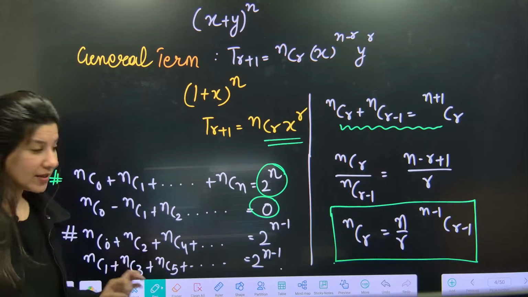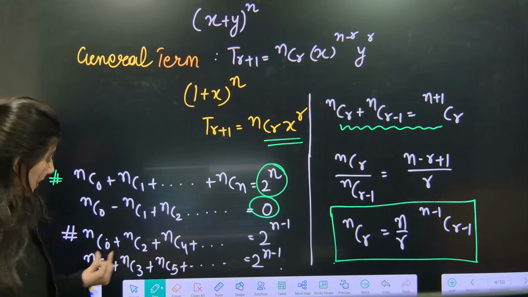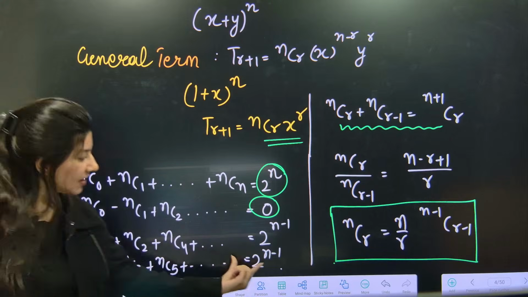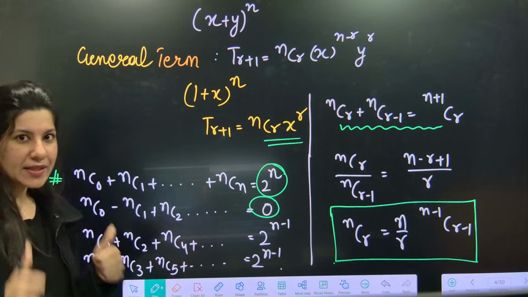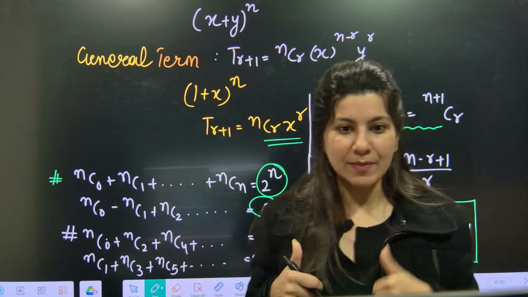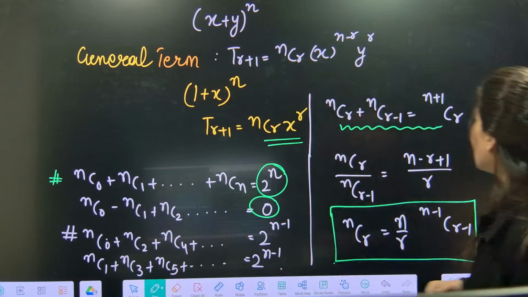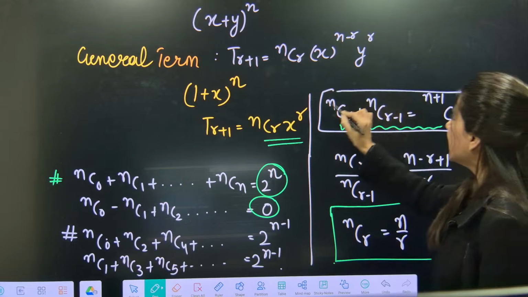And even if you write just the odd index terms nC1, nC3, nC5, then also your answer will be 2 power n minus 1. I hope these properties are sorted. Give me a good thumbs up. Okay. Now this is a very important property.